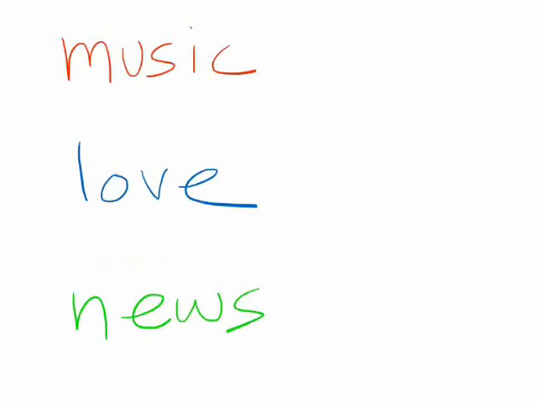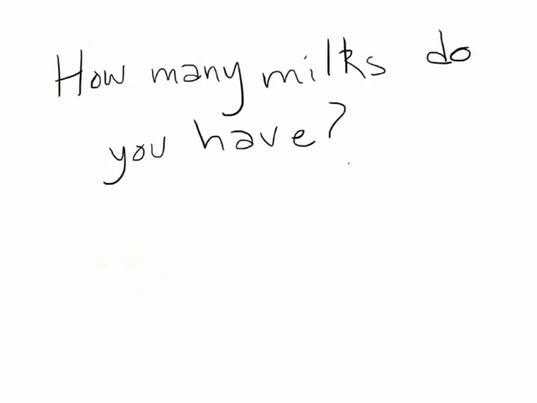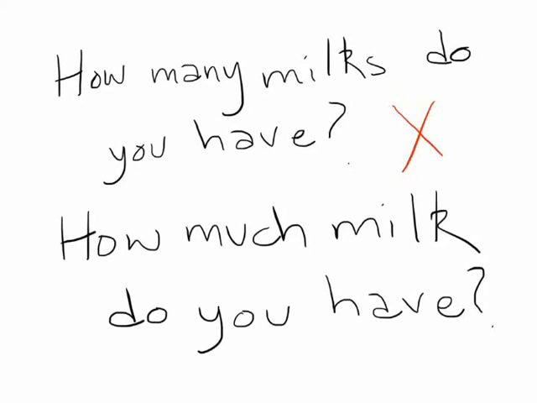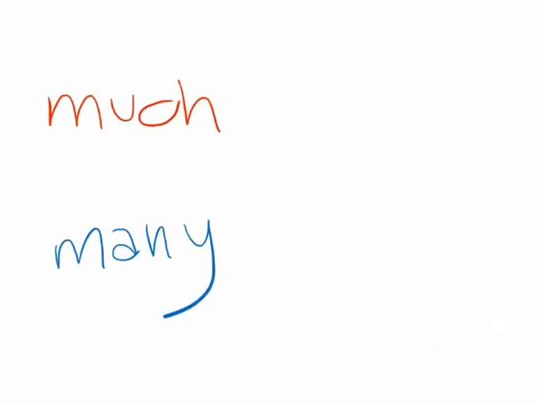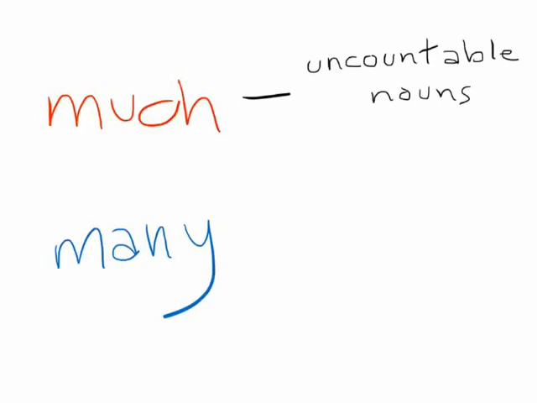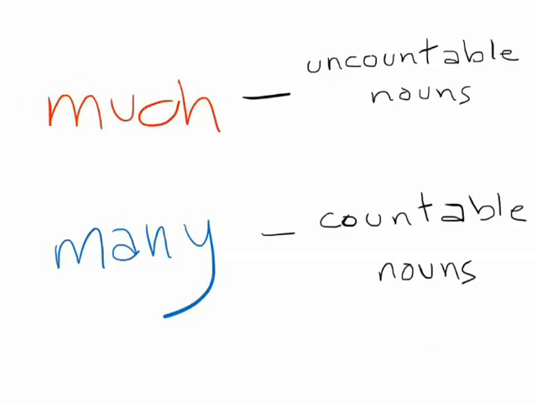Now that we've gotten that out of the way, let's look at the example of milk again. We don't say how many milks do you have, but we do say how much milk do you have, and how many bottles of milk do you have. Do you see what's happening here? We have arrived at the difference between much and many. We use much with uncountable nouns and many with countable nouns.